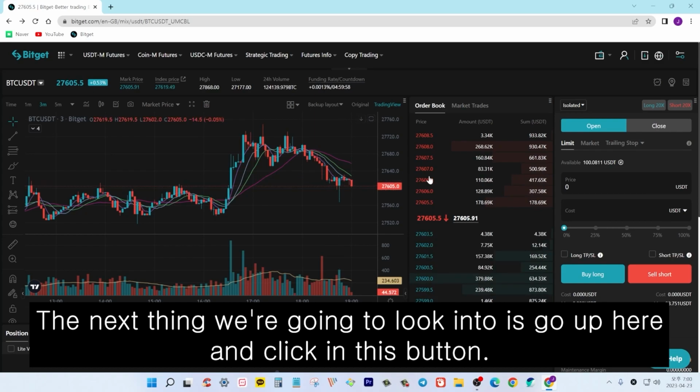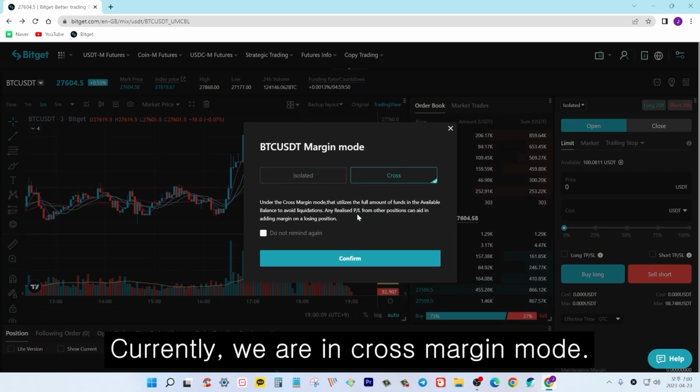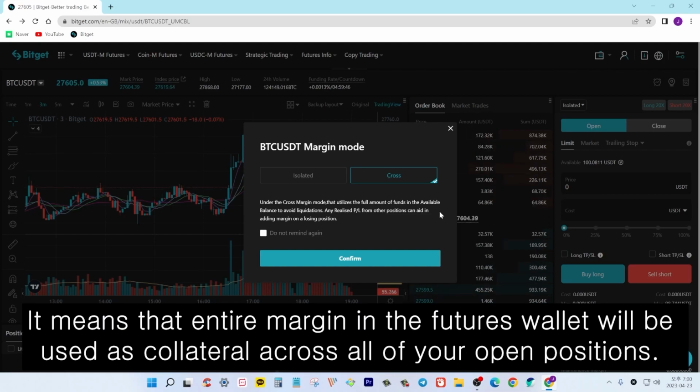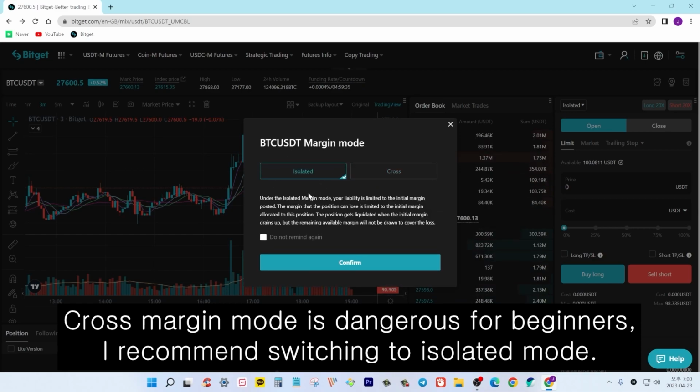The next thing we're going to look into is up here, where you click this button. You can choose between isolated and cross-margin mode. Currently, we are in cross-margin mode. It means that our entire margin balance in the futures wallet will be used as collateral across all of your open positions. Cross-margin mode is dangerous for beginners. I recommend switching to isolated mode.